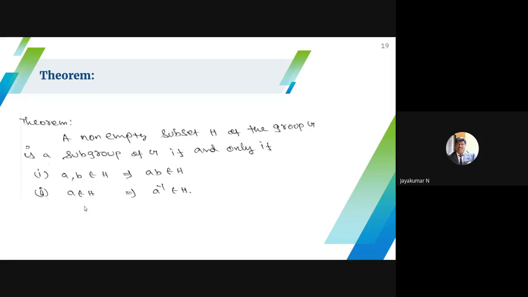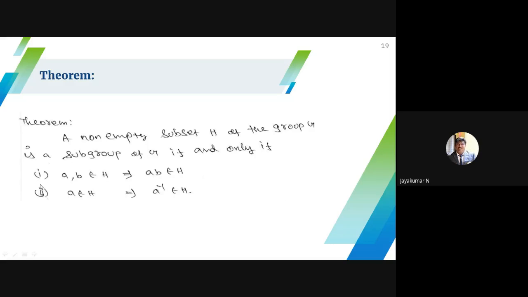Choose a group (G, *). From G I have to choose a non-empty subset, say (H, *), satisfying the 4 axioms, then we can say that it is a subgroup. But this theorem tells us there is no need to check the 4 axioms. It is enough to check 2 axioms to show that the subset is a subgroup.